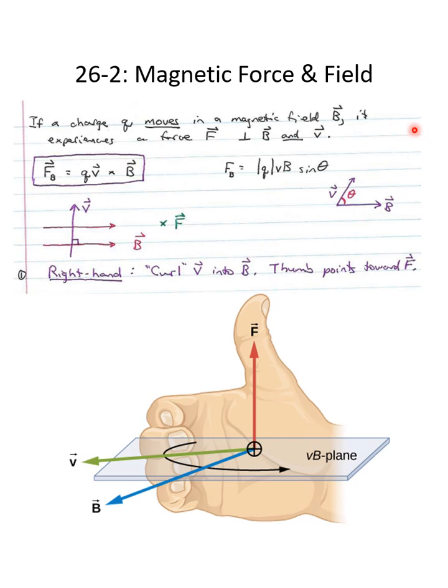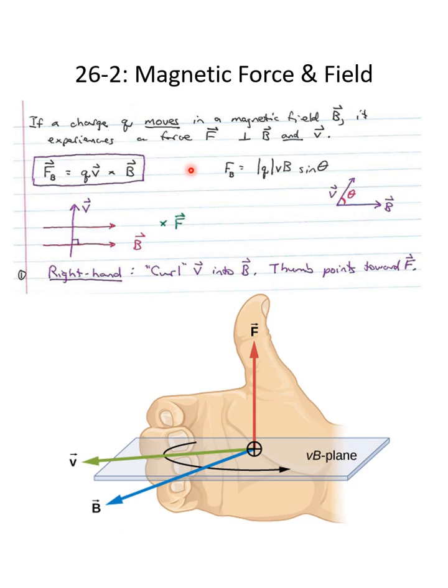If a charge, and we'll give it a charge Q, whether it's positive or negative, moves in a magnetic field, that's a B vector, it experiences a force F, which is perpendicular to both the magnetic field and the velocity. The equation that governs this is right here. The force, I'll give it F sub B, the force from the magnetic field on a charge, is equal to the cross product of QV times B. So it's a cross product, vector multiplication.